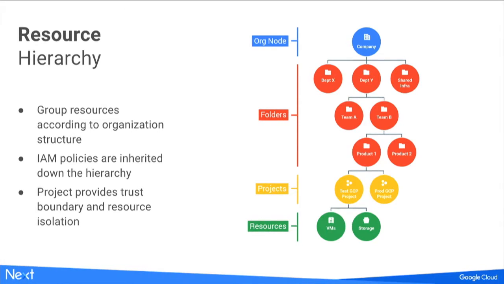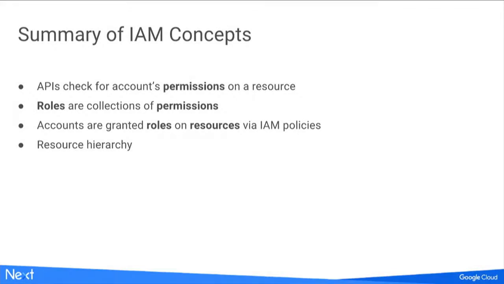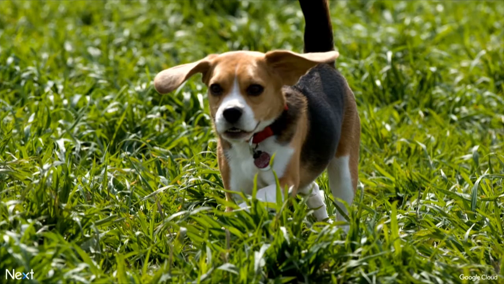The project provides the isolation between different teams and different services in your organization. So think of putting each individual microservice down at the bottom of this resource hierarchy. We'll talk about that more a little bit later. Okay, so there's the summary of IAM concepts. Now we're off and running.